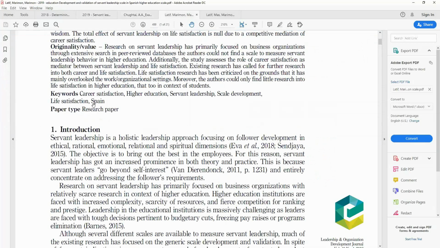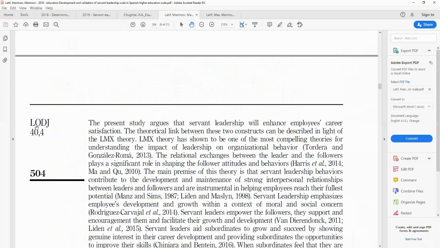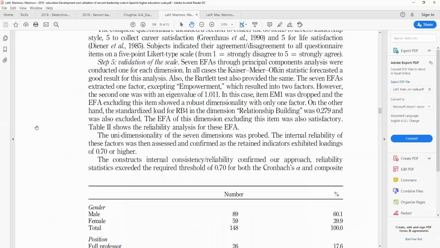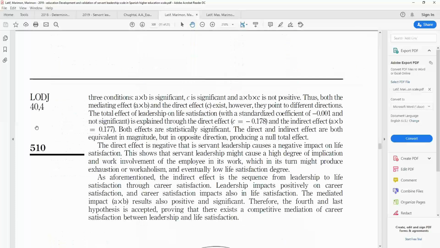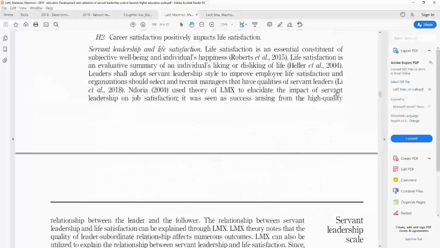And in this case, although their model is on servant leadership, career satisfaction, and life satisfaction, this is their model, they haven't started the debate on life satisfaction. They've started it on servant leadership.